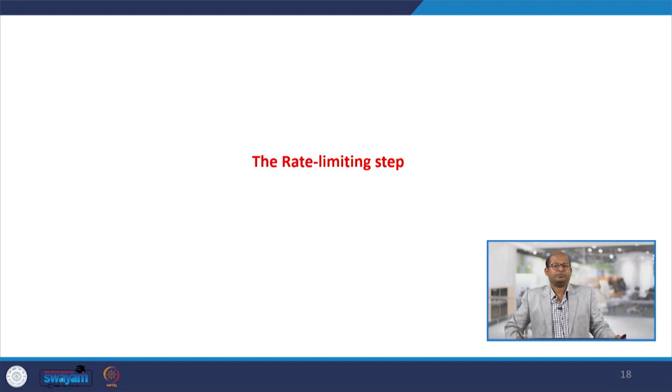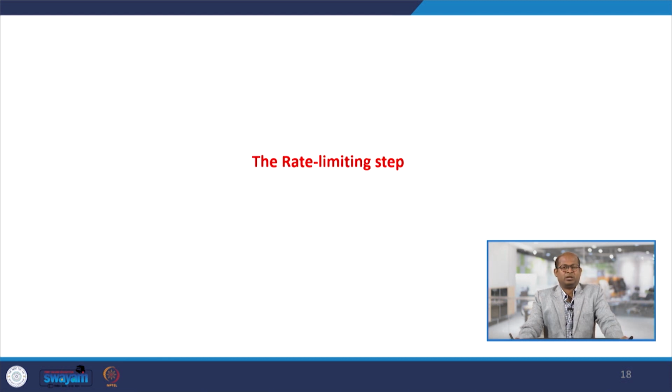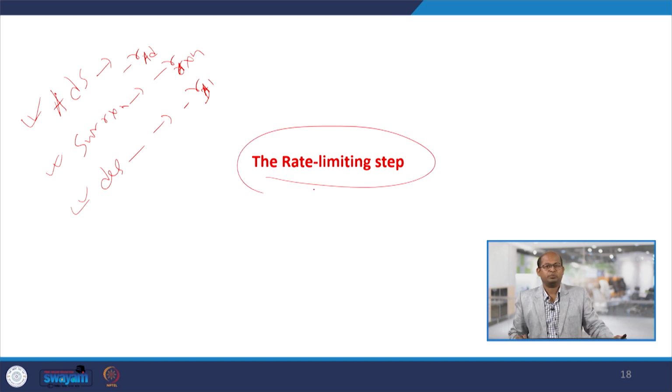Now we have considered 3 reactions: the rate of adsorption, the rate of surface reaction, and the rate of desorption. So 3 different rate equations we can get: one on the basis of adsorption, one for the surface reaction, and one for desorption. This way we get 3 rate equations. So now the question is what would be the rate limiting step.